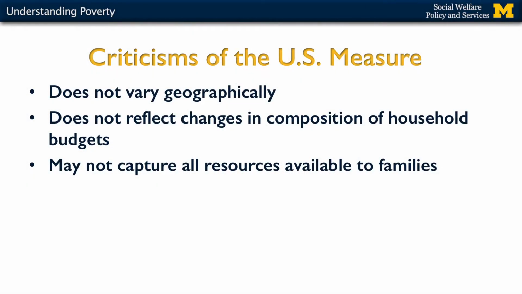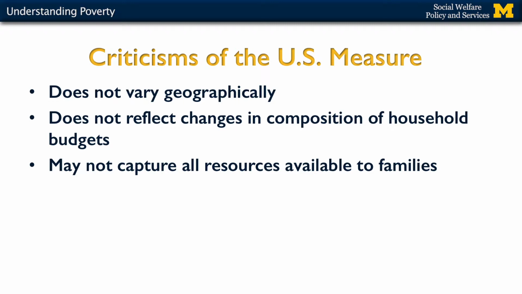The second criticism that I'll note is that the current measure of poverty doesn't reflect changes over time in the composition of households' budgets. So recall that the current measure assumes that families spend 1/3 of their income on food. Again, that was true in the 1960s. That's no longer the case now. Currently, families spend a lot more of their budgets on housing costs, and the measure of poverty that we use today does not take that into account.